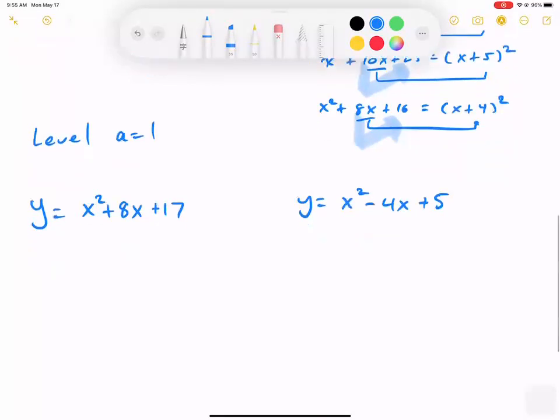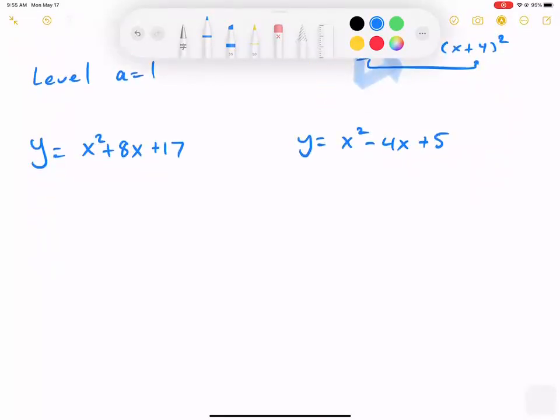Okay, here we go. All right, so we want to complete the square. I want you guys to bubble up. First thing you write is y is equal to, and then we're going to write our perfect square.